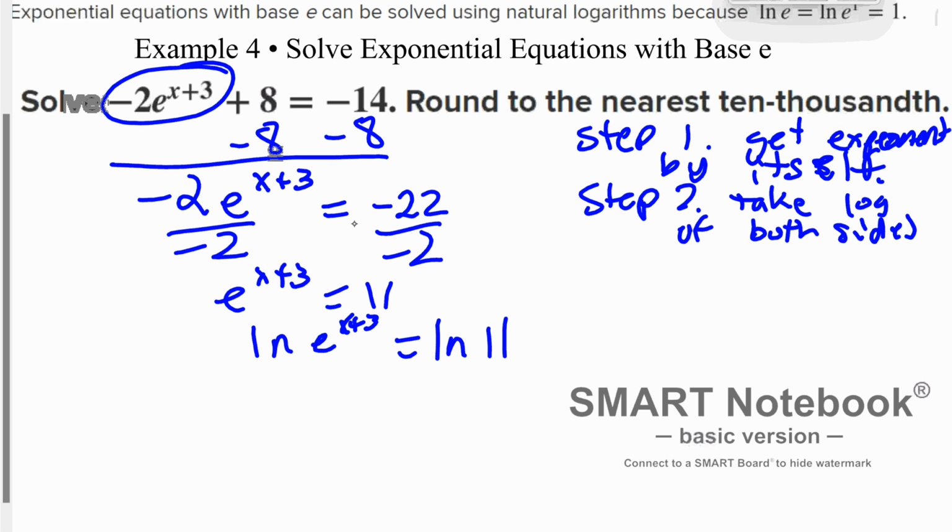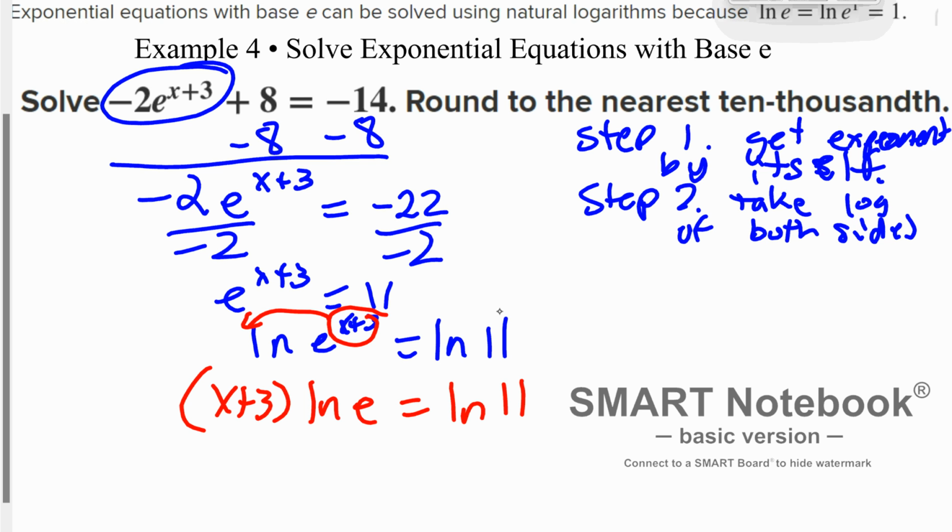And then once I do that, I use my properties of logarithms to say if I have taken the log of something that's being raised to a power, I can multiply it out front times ln of e. And ln of e, we already know from right here, just equals 1. And 1 times anything is just going to be itself. So this is just x plus 3.